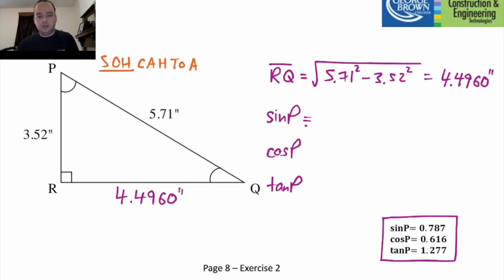So opposite, well, we should label the triangle as well. Here's opposite, and here's hypotenuse. And the one that I always tend to kind of neglect a little bit is the adjacent. So for this angle P, remember the angle P is up here, we're pointing to that opposite side. That would be 4.4960.